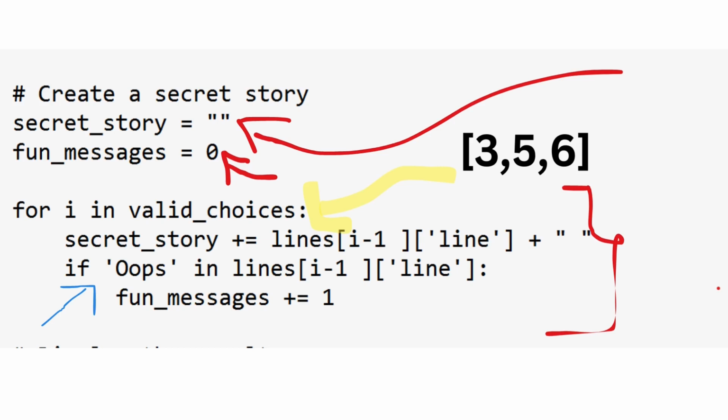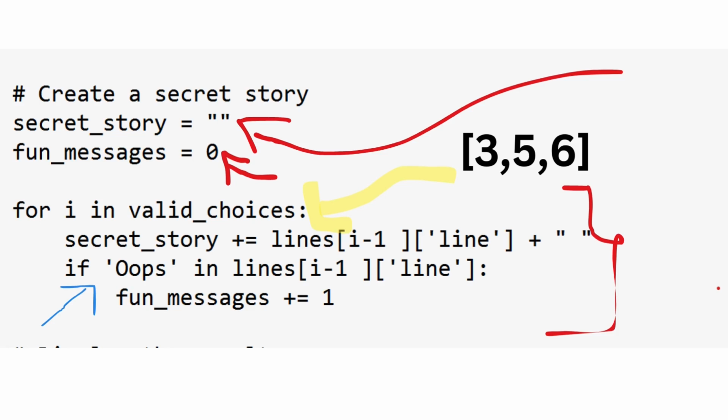Then it is entering that secret story. It is nothing but we are just appending to the secret story the lines taken from that shuffled sequence. That is what is happening here. So secret story plus equals lines of i minus 1. Why are we giving i minus 1?